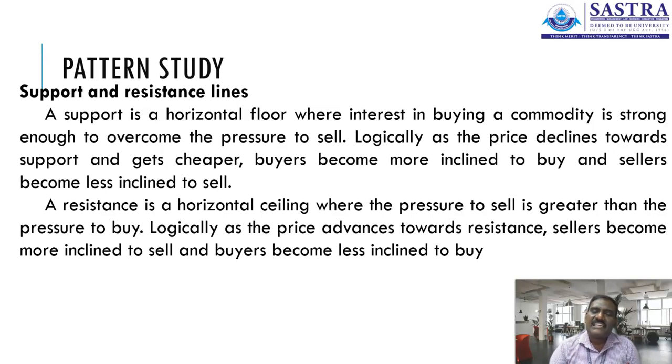The support line means a horizontal floor where the interest in buying a commodity is strong enough to overcome the pressure to sell in the market. Logically, when prices decline towards the support and get cheaper, buyers become more inclined to buy, and sellers become less inclined to sell it in the market. So that happens in the market. What happens to the buyer and seller with respect to the commodity is taken into consideration.